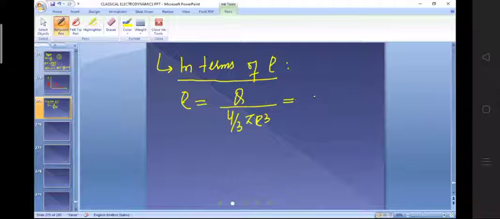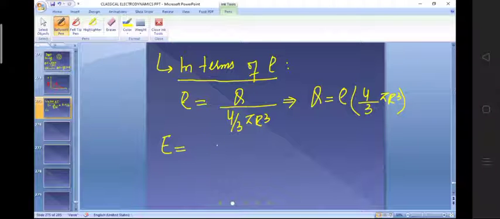So simply this implies that you can replace q by what? That will be equal to rho multiplied by 4 by 3 pi r cube. Now if you are interested in electrostatic field, it will be equal to rho divided by 3 epsilon 0. Let's first calculate the electrostatic field inside. It will be equal to rho r divided by 3 epsilon naught.